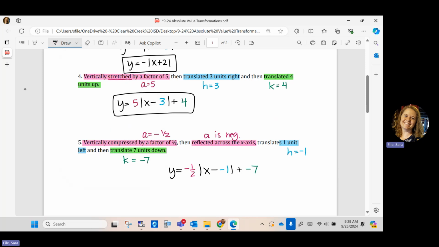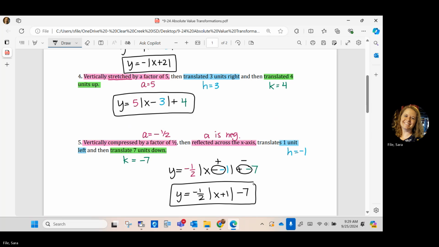Good. Now let's change those signs. Yeah, we've got some weird signage happening. We've got minus a negative. That becomes plus. Good job. And then what about plus a negative? What could I change that to? Just minus, right? So I'm going to just clean that up some. That's going to be x plus 1 on the inside and -7 on the outside. Very good. So far, so good? Any specific questions on where we're plugging in the A, H, and K?